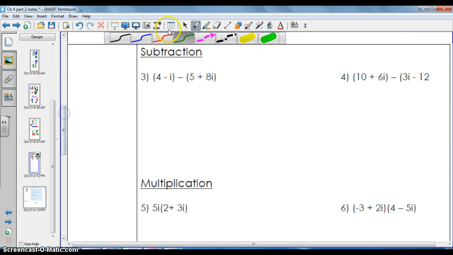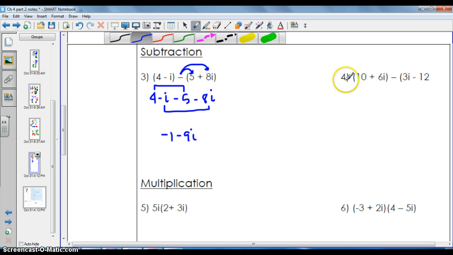So subtraction, that's the one where you have to distribute that negative first, and then we can add those like terms. So be careful and make sure you subtract that negative. It's like there's a -1 in front here that we have to give to both before we can add. So it's 4 minus i minus 5 minus 8i. Now we can add our reals together and our imaginaries together. So 4 and -5 makes -1, and -i and -8i makes -9i. So try the next one, number 4, on your own.